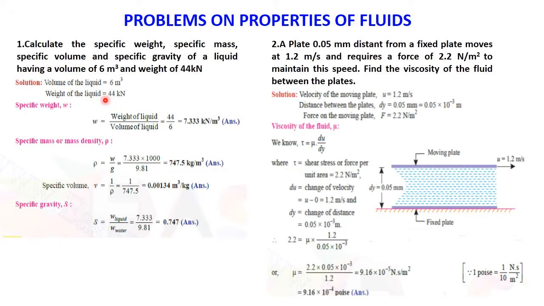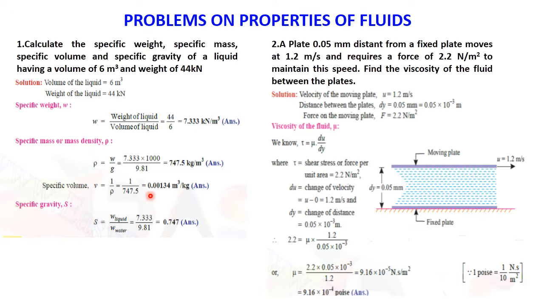Now if you have to find out the value of specific volume, we know that specific volume is nothing but the reciprocal of density. So specific volume V is equal to 1 divided by rho, that is 1 divided by density. So 1 divided by 747.5.